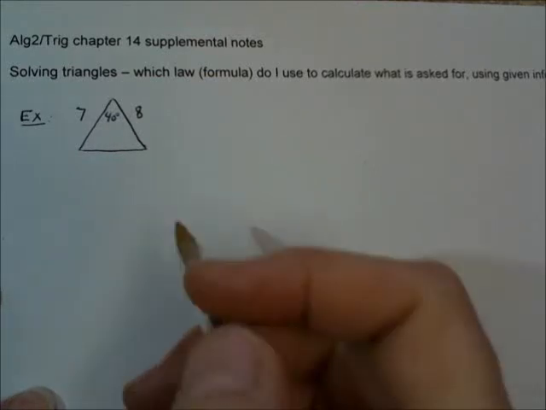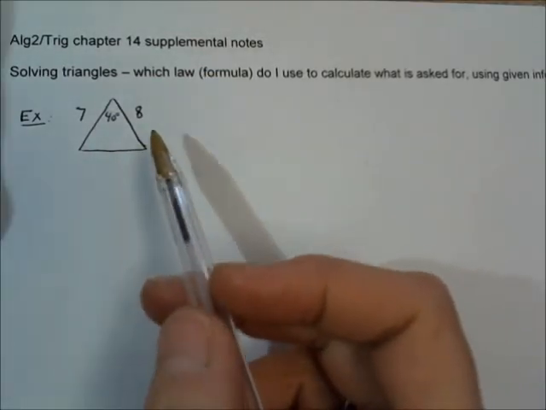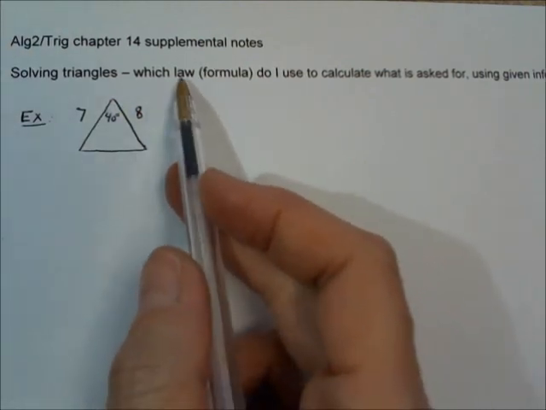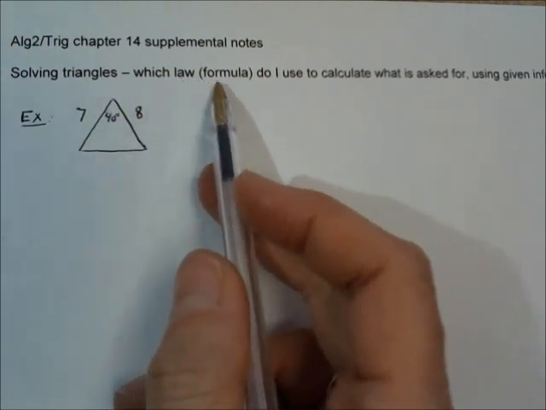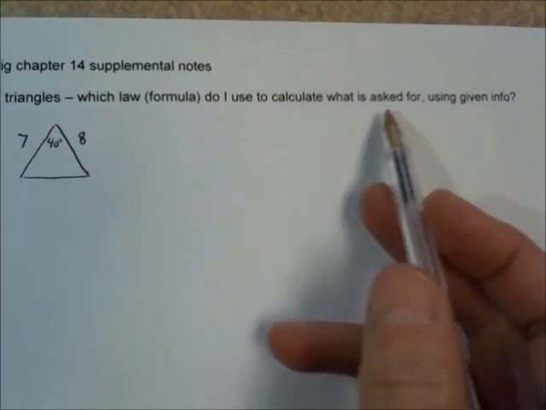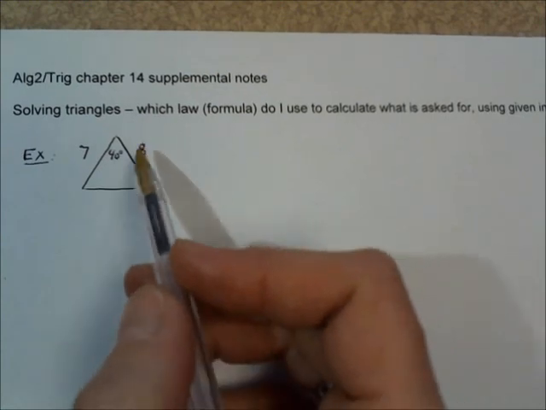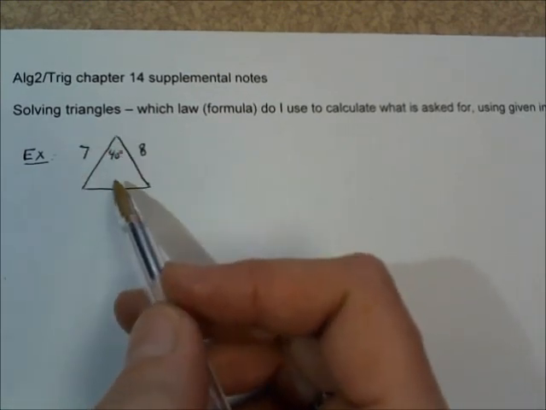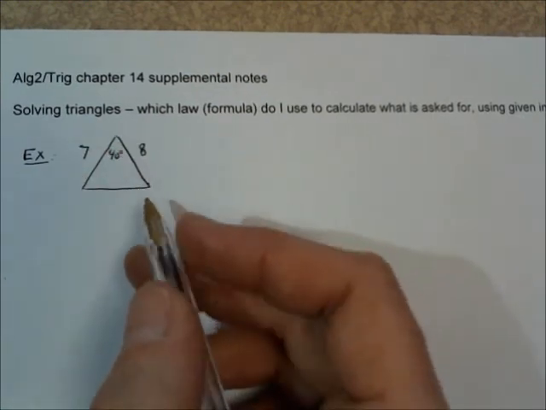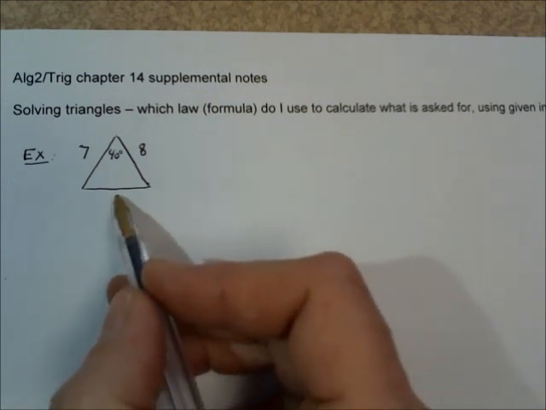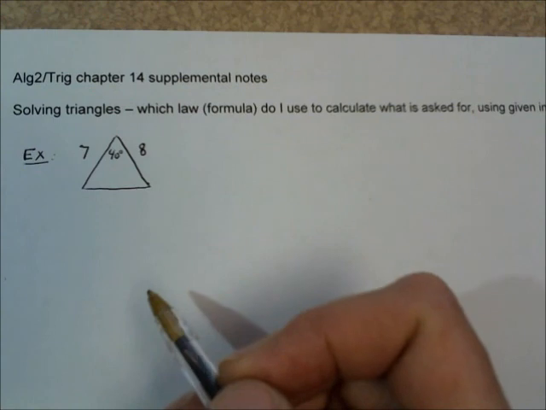So today we're going to talk about solving triangles and which law, the law of sines or the law of cosines, do we use to calculate what's asked for with the given information. In other words, sometimes we're just going to be given information and we're going to be asked maybe to solve the entire triangle, which means to solve for the missing side and the two missing angles.